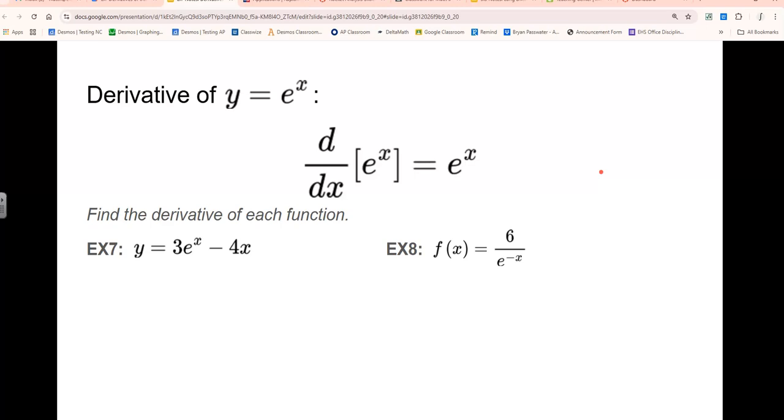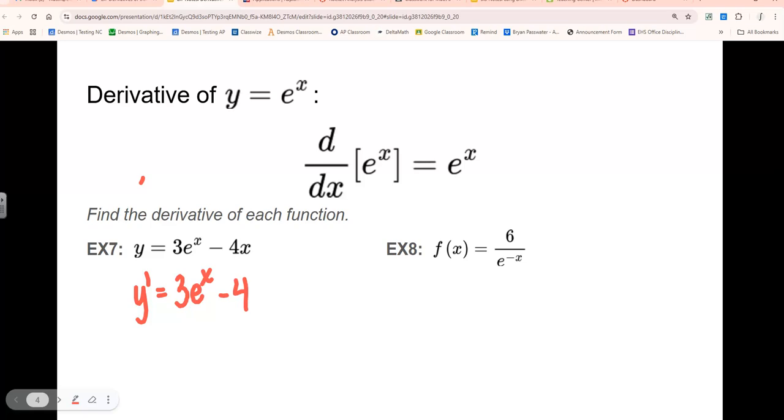So if I see something like example 7, it should be the easiest problem that you do if you have it memorized, right? Because if I take this derivative, y prime is going to be the derivative of e to the x is e to the x. So this does not change at all. 3e to the x, that's it. 3 is the coefficient, it just hangs out there. What's the derivative of 4x? 4. So 3e to the x minus 4.